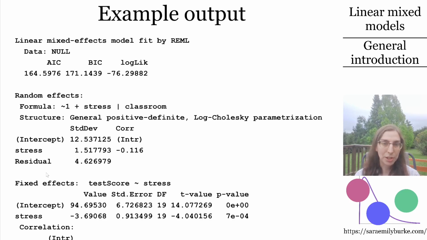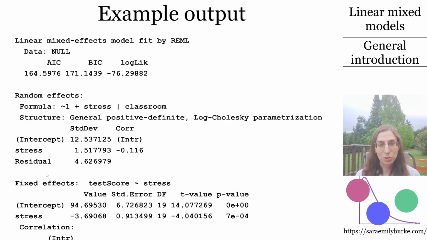Here is the output that the summary function gives. It is long, so I'll show the rest on the next slide. AIC, BIC, and log likelihood are model fit indices. You'll mostly want to ignore those. They can be useful for comparing nested models in special cases.